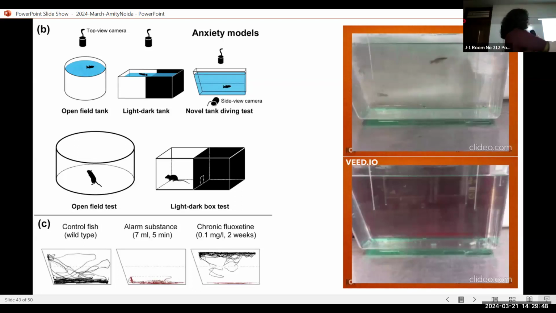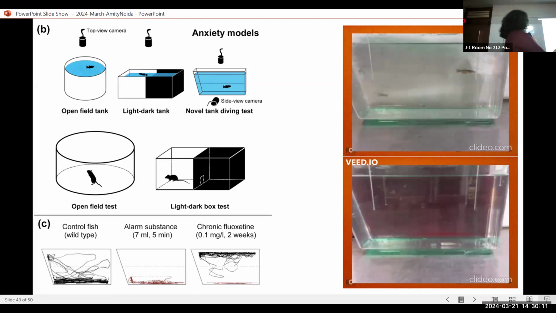So this is what you see in this fish. Okay. So this fish has finished its time here, and now it has gone up to explore. This fish has been through a lot of stress. So this fish does not dare come up because it is in a high stress and highly anxious state, and it sticks to the bottom of the tank.